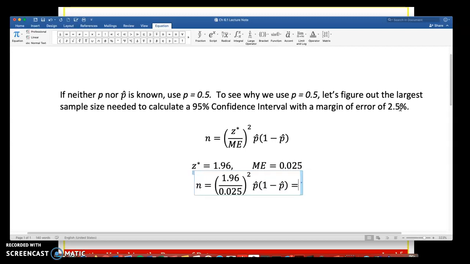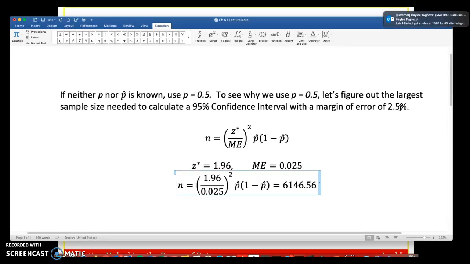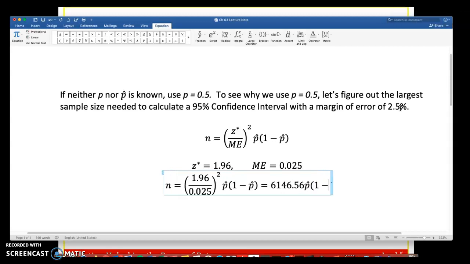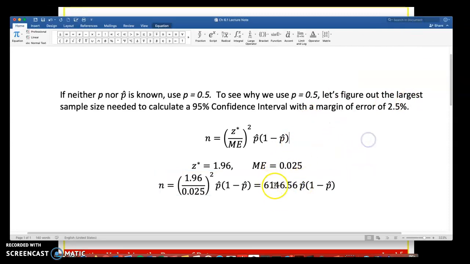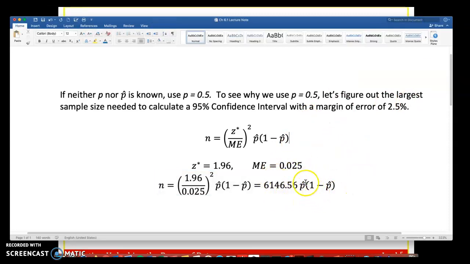And I'm going to throw that in my calculator, just the 1.96 over 0.025, and then square it. And this ends up being 6146.56 p hat times 1 minus p hat. All right, so I want to look at this as a graph. Okay, we're going to figure out the sample size. I've got this value right here.